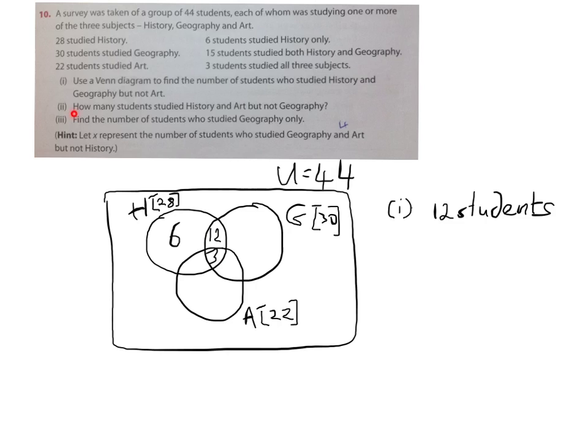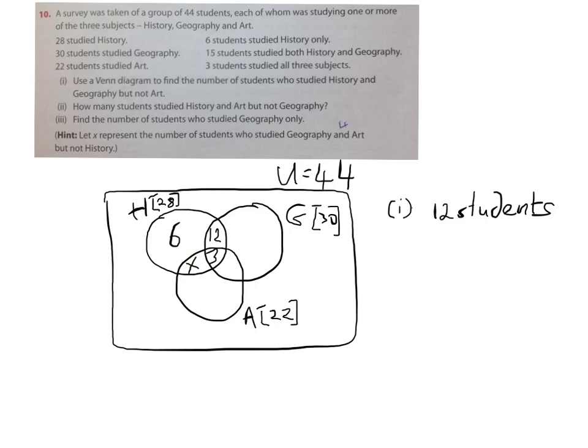So part 2 asks us, how many students studied history and art but not geography? So history and art would be this section here, but not geography would mean actually it would only be this section because we can't include geography. So this is really what they're asking for. What's the value that goes in here? Now, as we haven't been told any number from this information, we might as well just put in the letter X to represent the unknown value in here.